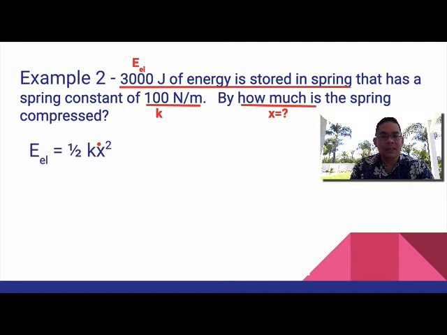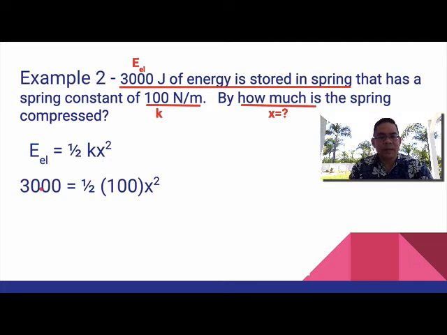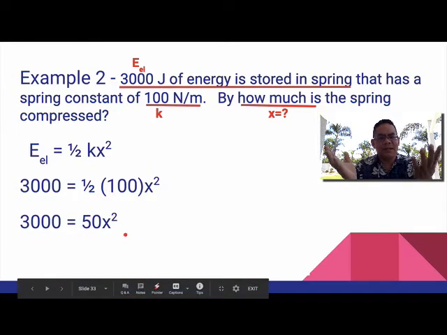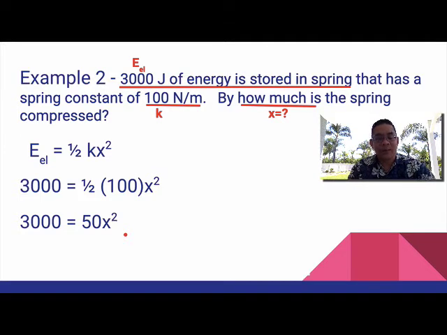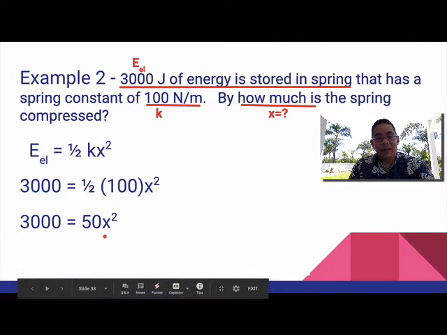So when we do this, the elastic is of course 3,000. K is going to be 100. X is what we're looking for. When you plug those in, 3,000 equals 1/2 times 100 times x squared. Order of operations says take care of these guys first. And so we get half of 100, which is 50. And so now what do we do to solve this? What should we do? Well, you're right. We got to divide both sides by 50.